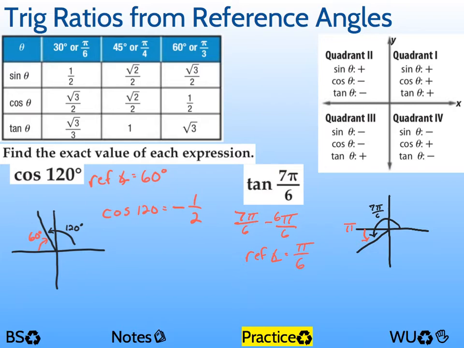So, we're looking at pi over 6, and we're looking at tangent, which means that it's radical 3 over 3. And we're in quadrant 3, where tangent is positive. So, tangent of 7 pi over 6 is just positive radical 3 over 3.